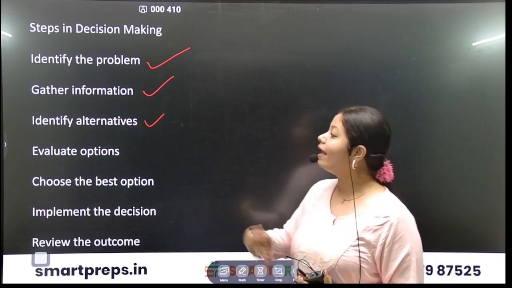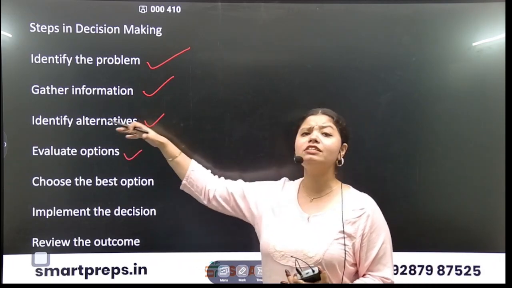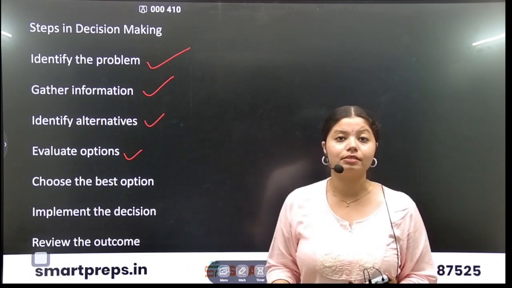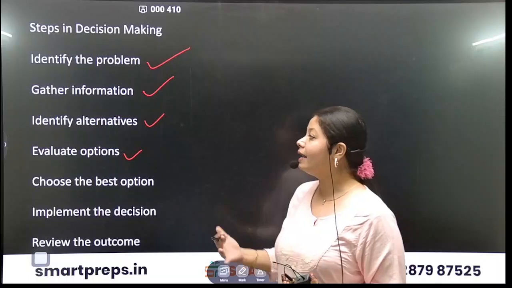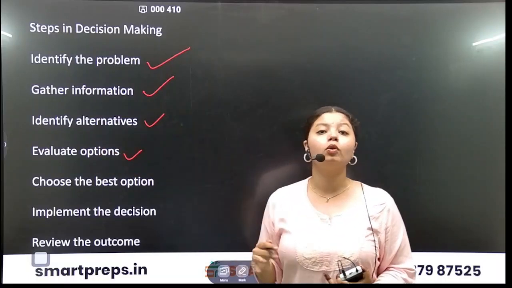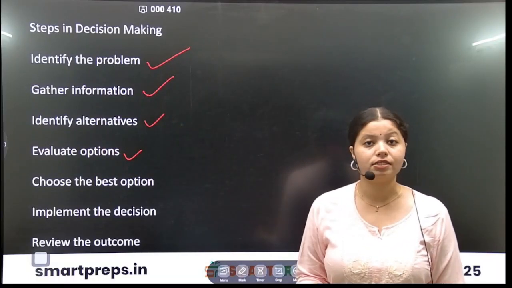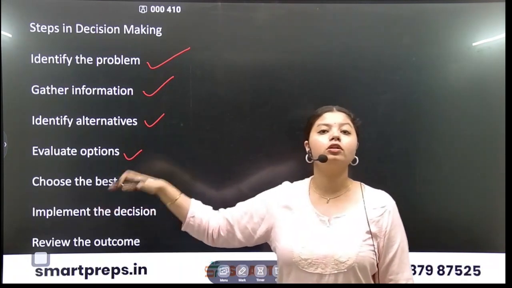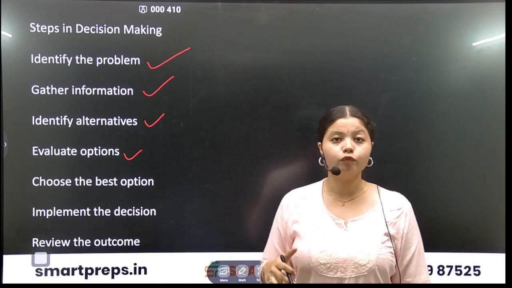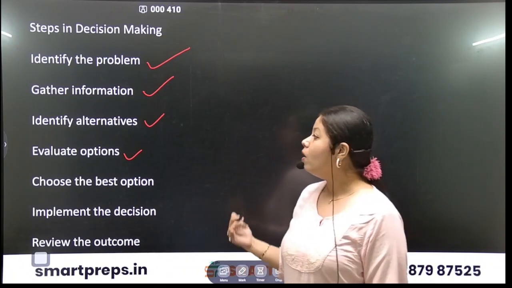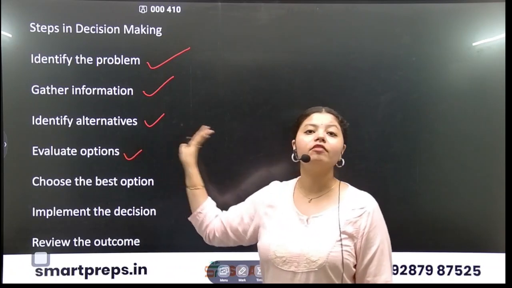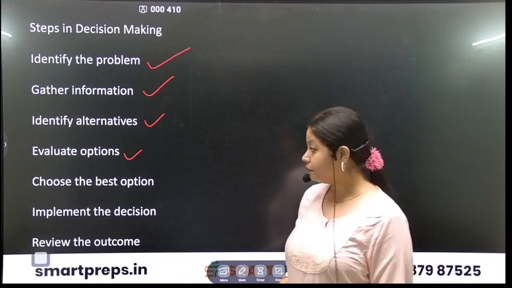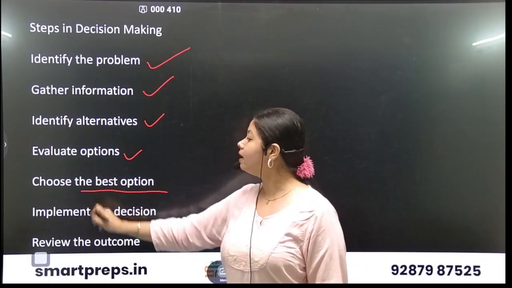Next is evaluate the options. Now when you identify the various alternatives, now you need to evaluate. Now you need to analyze. Now you need to understand, if I take this particular option, what can be the particular consequence? If I choose this particular option, will that option actually be fruitful? Yes, that is evaluating the various options in front of you, analyzing the situations. Next is choosing the best option.